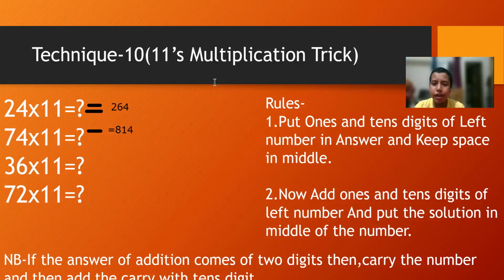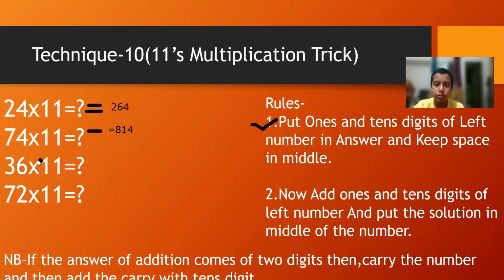So at first, you have to remember one thing: these rules. Number 1 rule: put the ones and tens digit of the left number in the answer and keep a space in the middle. You shouldn't think about this 8. This 8 is not needed because we are learning a trick. We are learning the 11th multiplication trick, so we shouldn't depend on it. We should depend on this number only. I think all of you understood.